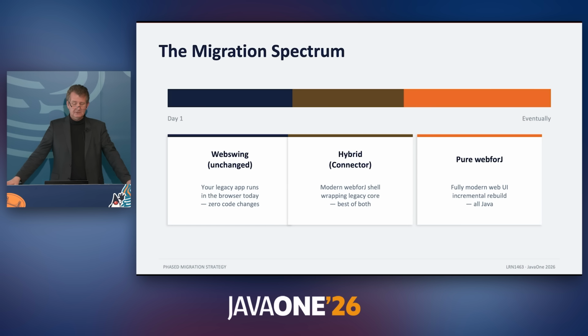So the migration, again, Webswing, unchanged code. You go hybrid with the connector, and then at some point you may or may not reach the pure webforJ implementation. And some people may only address screens that are relevant for daily use and may retain some secondary or not so important screens in Webswing forever. So why touch something that is not used every day by many users? Webswing is a good carrier for giving the existing code a second life.